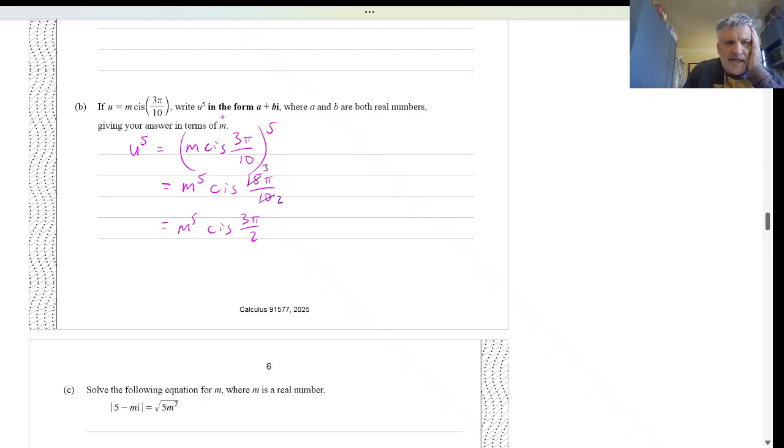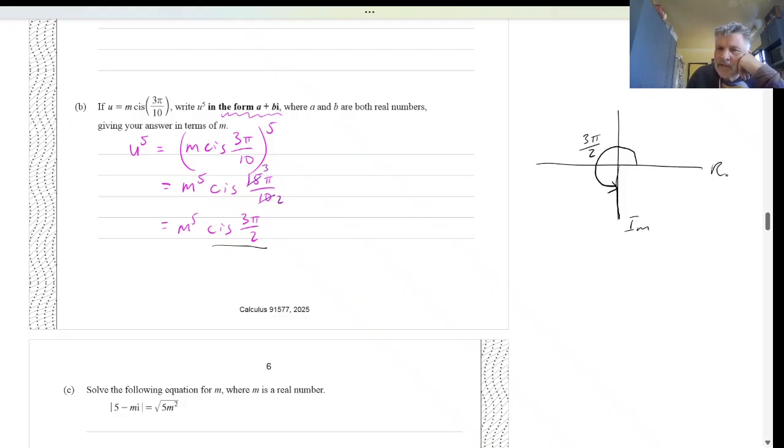The question though does ask that we want the answer in real imaginary form, Cartesian form, and we've got it in polar form. So we need to convert this to real imaginary form. For this question, I think the easiest way is to draw a picture. This angle round here is 3 pi over 2. That means that this complex number is somewhere on this imaginary axis, and in the negative part of it, because we're down in this region.